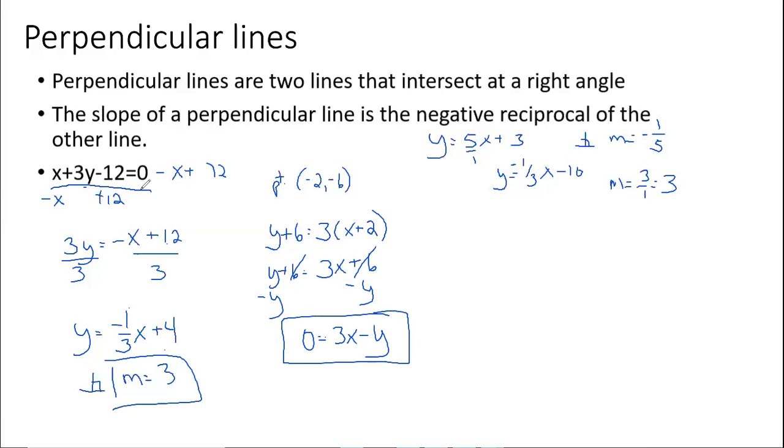Okay, that's the gist of parallel and perpendicular lines. Parallel lines have the same slope. Perpendicular lines have slopes that are negative reciprocals. And the next video will focus more on slope as rate of change.